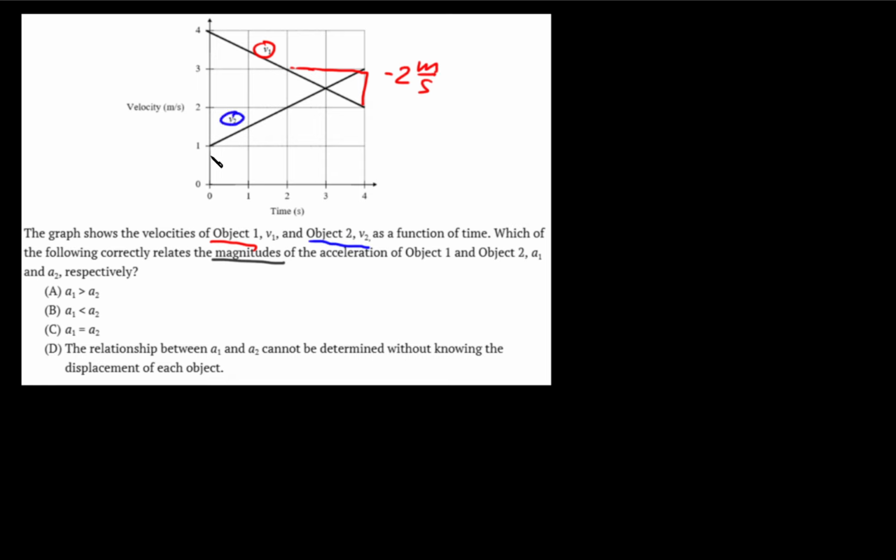Now let's look at object 2. This is object 2, and we use the same process of rise over run. In this case, we get positive 2 meters per second. So then you might immediately think that B will be correct because the acceleration of object 2 is greater than the acceleration of object 1. However, the question asks for the magnitudes, which only includes the number in this case, not the direction. So in actuality, the answer is C, the accelerations are equal.